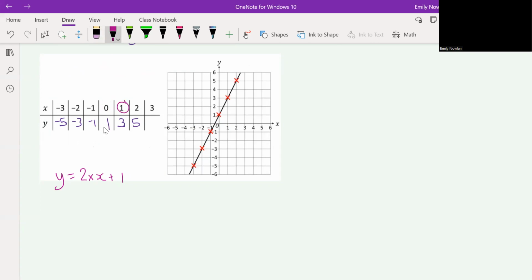Let's test it with x equals 1. 2 times 1 will give me 2. Now add 1, that'll give me 3. Is that what I want? Yes, it works. So it looks like the rule is working. 2 twos are 4, add 1 gives me 5. That's my rule. Better written as y equals 2x plus 1. And we're done.